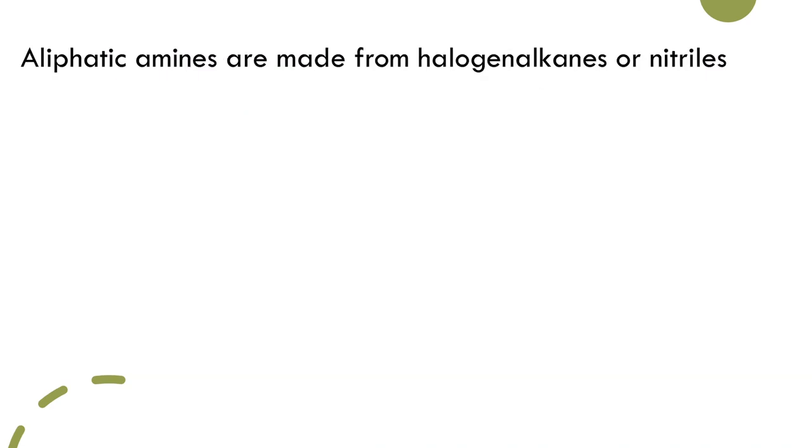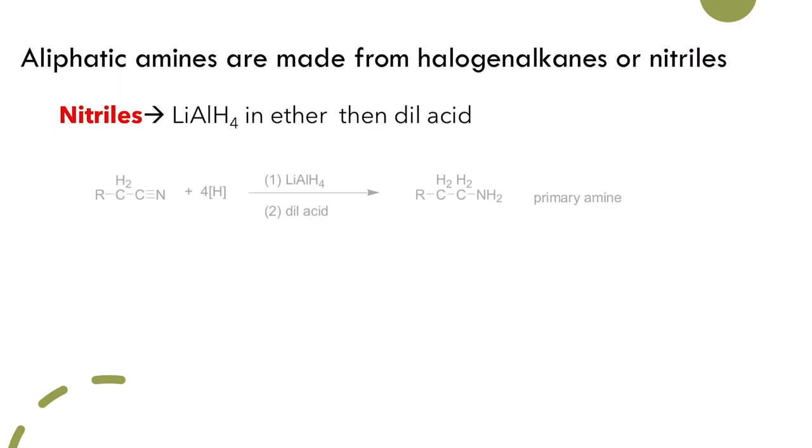We can also make aliphatic amines from nitriles, and from nitriles this is through reduction. We can use lithium aluminum hydride in ether and then add a dilute acid. The reaction goes in two steps: a reduction of the nitrile group with lithium aluminum hydride first in ether, and then you add dilute acid. You're going to end up with only one product, which is the primary amine.